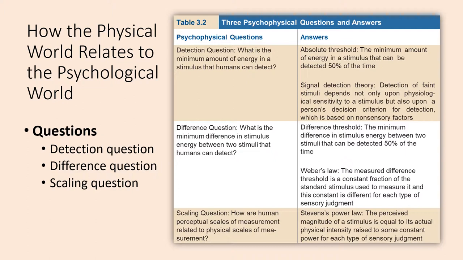Let's move on to the first section of this lecture, how the physical world relates to the psychological world. And this involves three questions: the detection question, the difference question, and the scaling question. And I've reproduced a table from the text which summarizes each of these questions and the answers they address, which we are about to cover.